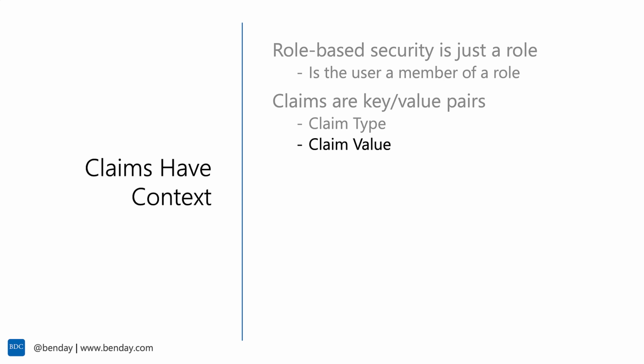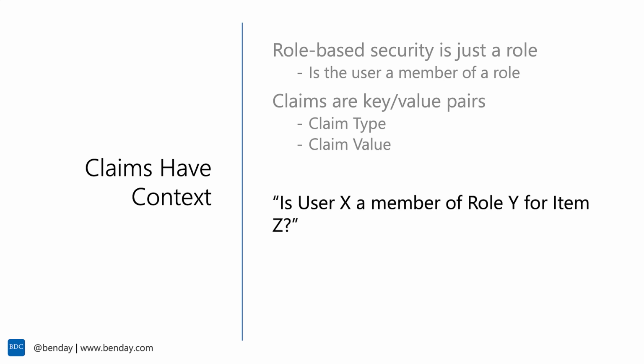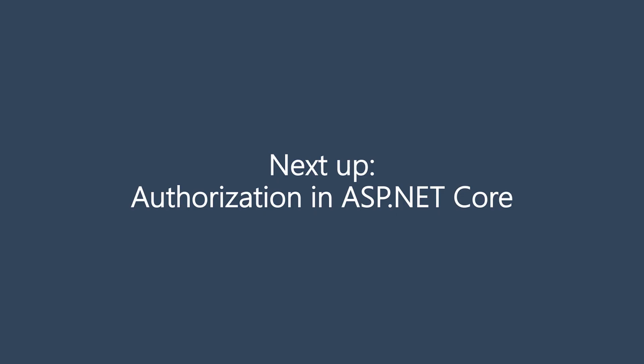So remember I said that role-based security in ASP.NET Core rides on top of claims-based security? So with this, you can do more advanced things like asking the question, is the user X a member of role Y for item Z? Where role-based security can only ask the question, is the user a member of role Y? So that's a very high-level overview of security in general and a little bit about ASP.NET Core. Next up, let's dive a little bit deeper into authorization in ASP.NET Core.